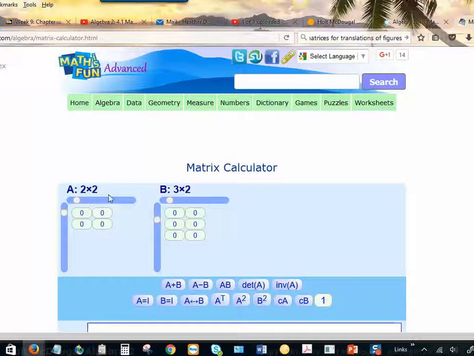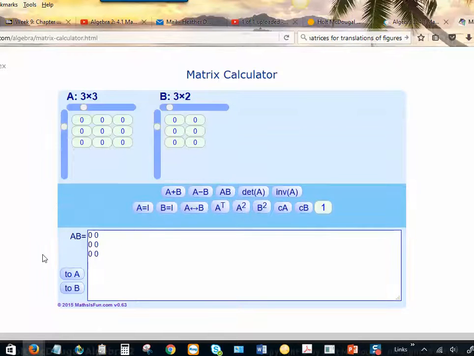Now, can we multiply AB? Try it. It'll say it doesn't work. A's columns must equal B's rows. So maybe I could multiply, let me change this to a 3 by 3. And then when I multiply AB, now this is just going to be 0, 0 because I have all zeros. But it gives you the answer down here.